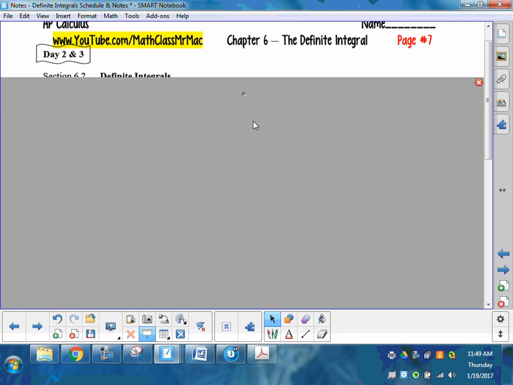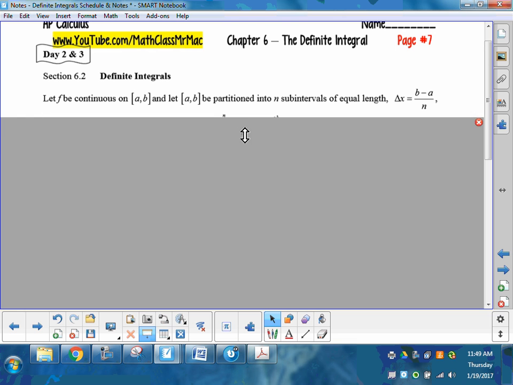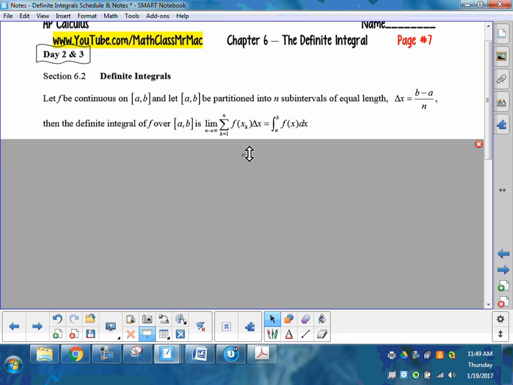We should be on page 7. Looking at what's there, let the function be continuous. Now, this is a whole bunch of language. It's getting used to what an integral is and integral notation. We're saying the function is continuous on there between some a and b. And let a and b be partitioned into n subdivisions.